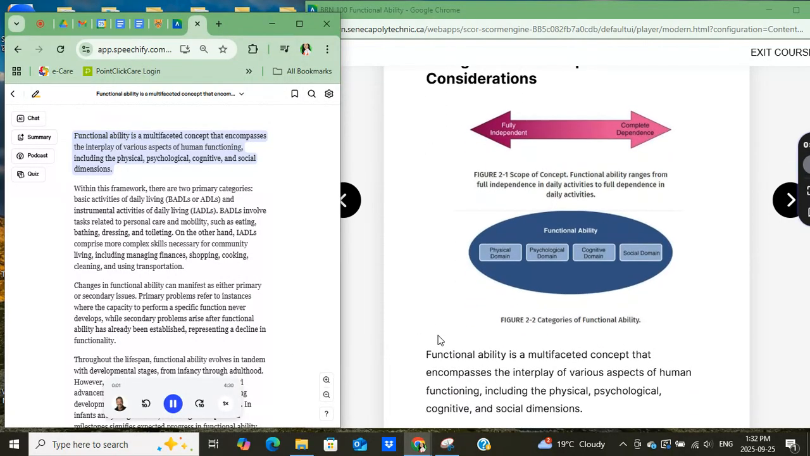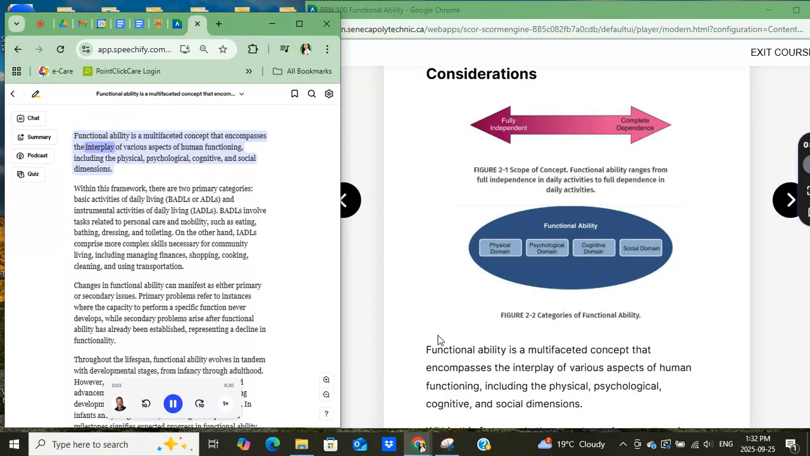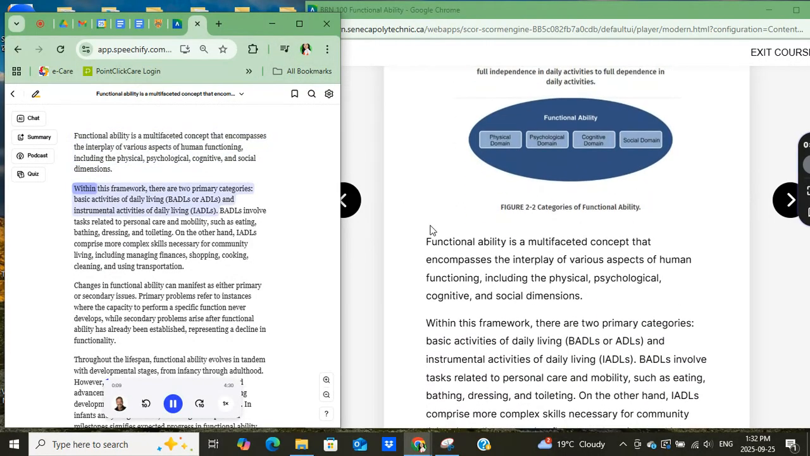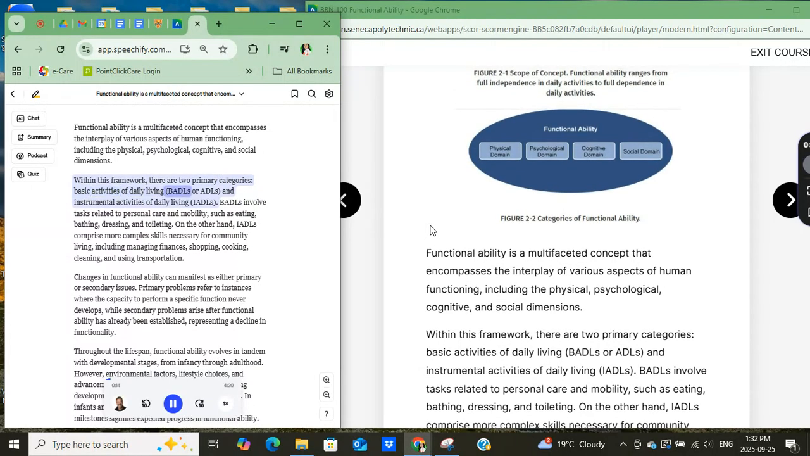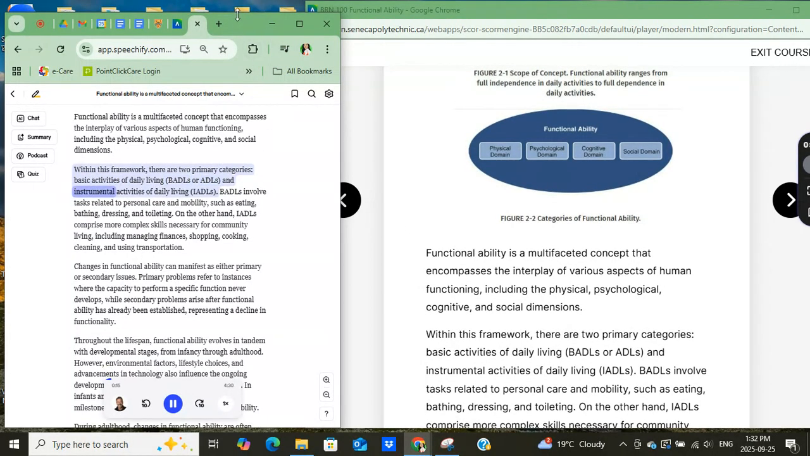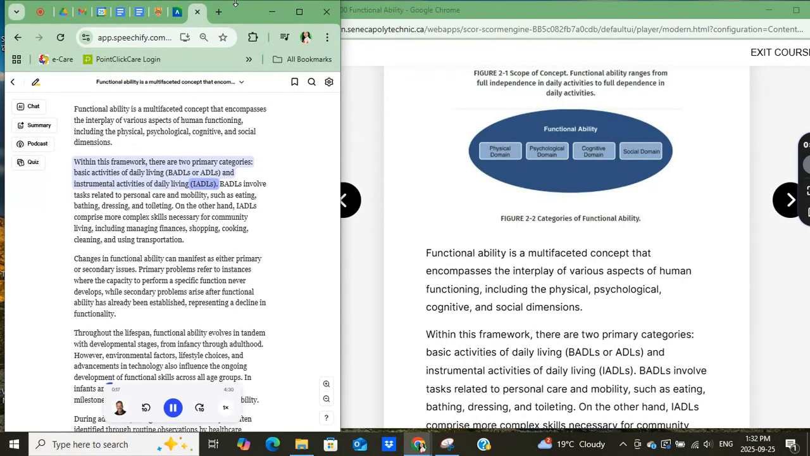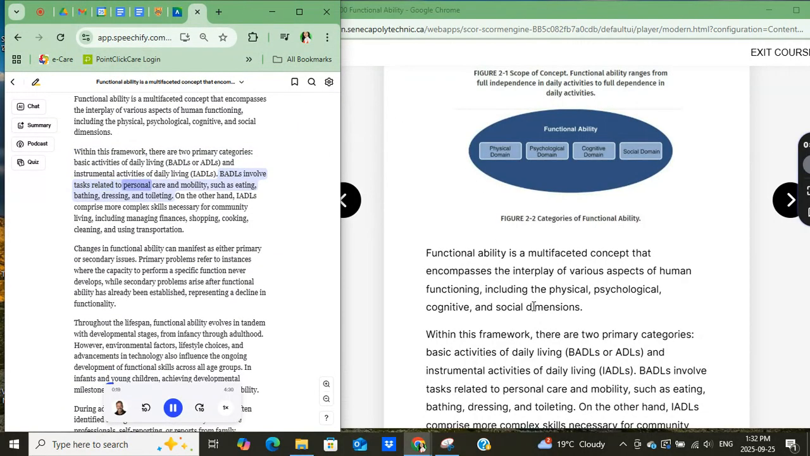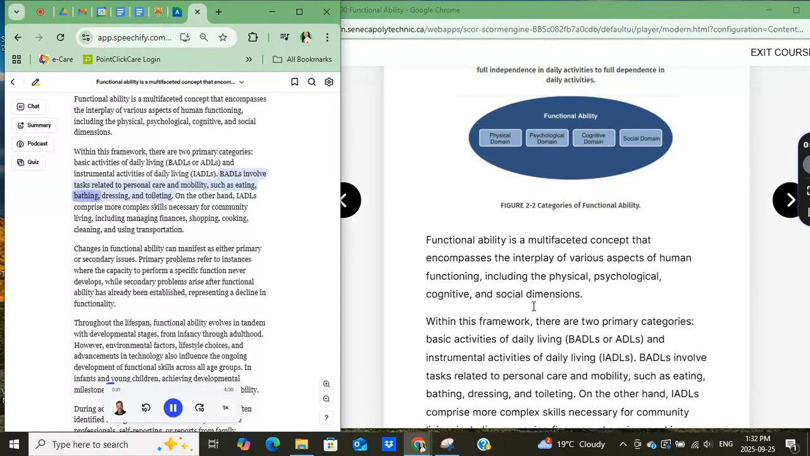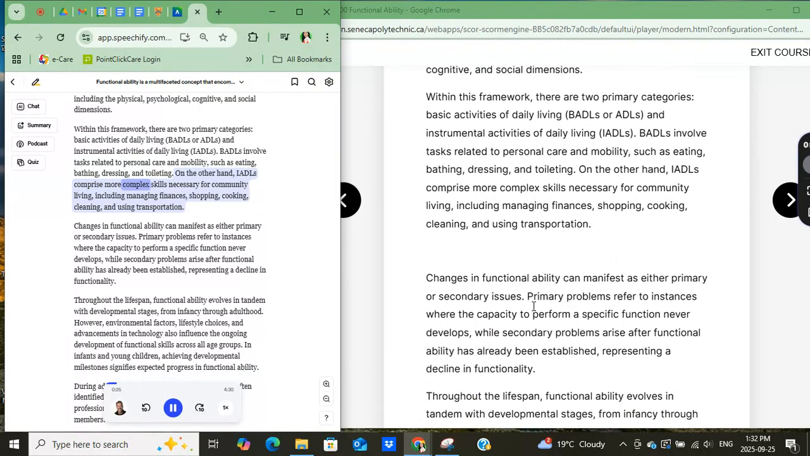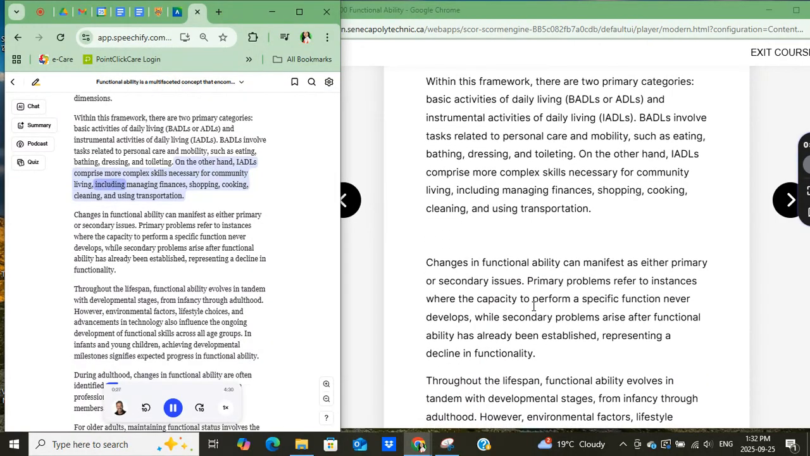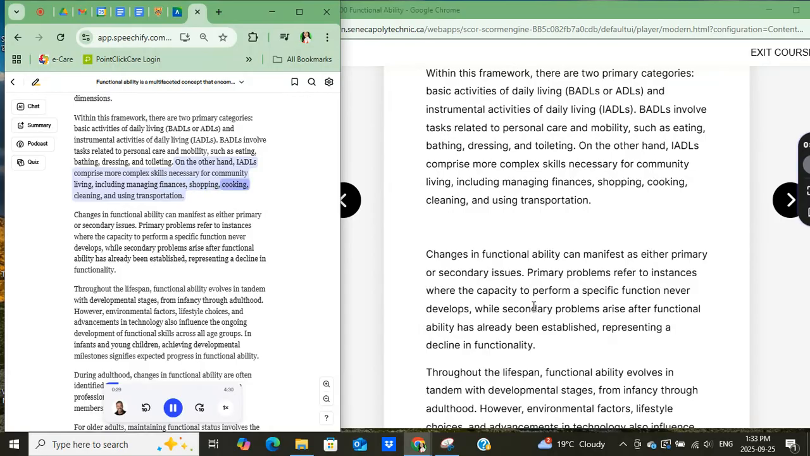Functional ability is a multifaceted concept that encompasses the interplay of various aspects of human functioning, including the physical, psychological, cognitive, and social dimensions. Within this framework, there are two primary categories: basic activities of daily living, BADLs or ADLs, and instrumental activities of daily living, IADLs. BADLs involve tasks related to personal care and mobility, such as eating, bathing, dressing, and toileting. On the other hand, IADLs comprise more complex skills necessary for community living, including managing finances, shopping, cooking, cleaning, and using transportation.